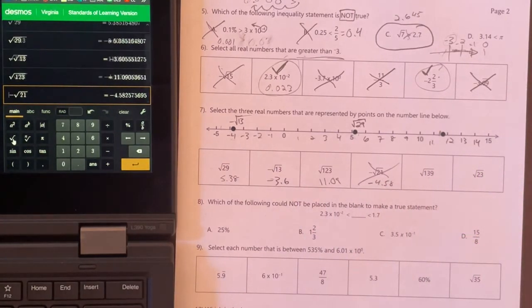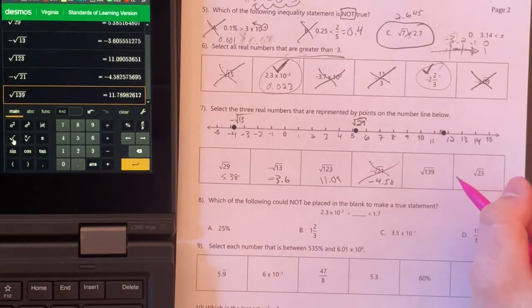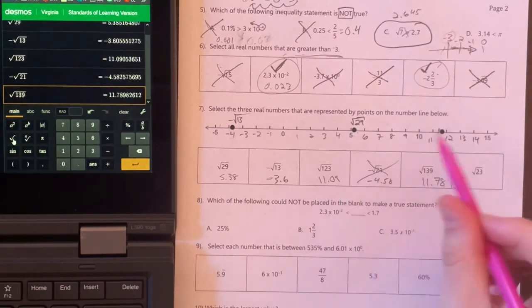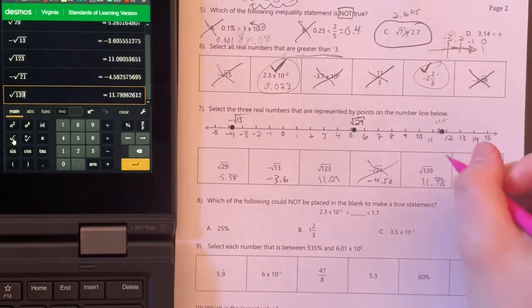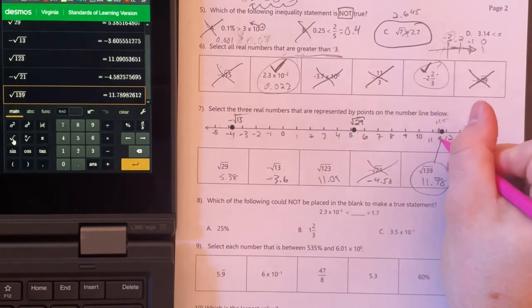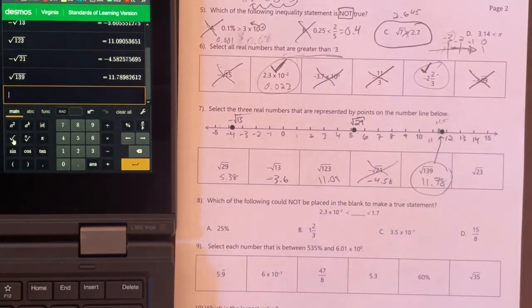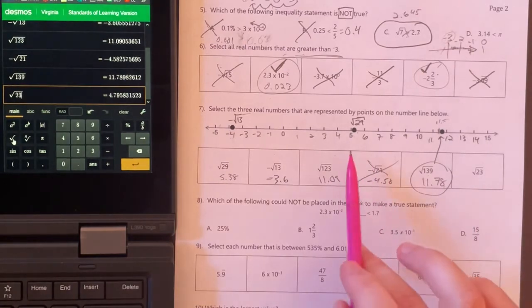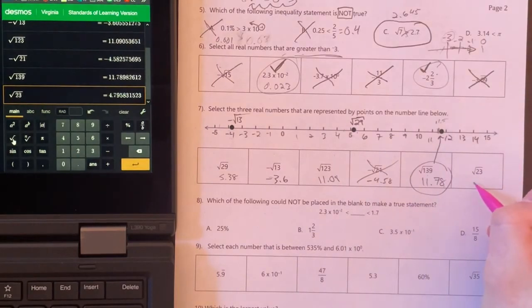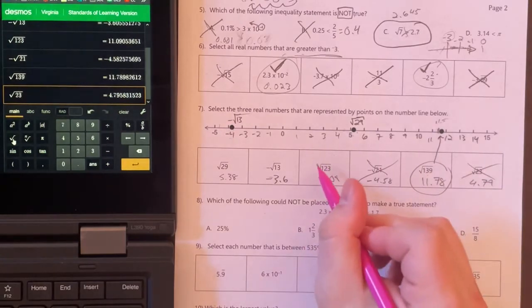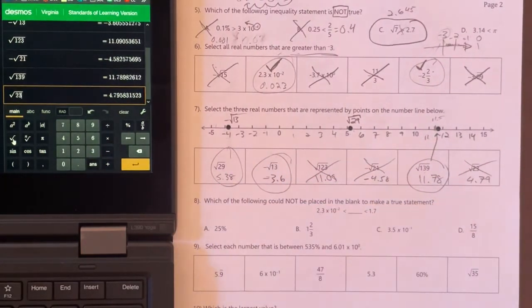What about the square root of 139? Where's that at? We have 11.78. So this is probably going to be more realistic because, like I said, that halfway point is 11.5. And so I think this one is going to be right there. And then lastly, what about the square root of 23? We have 4.79, which is in between 4 and 5. And so we're not going to include that one. Not using that one, but we are using those 3.